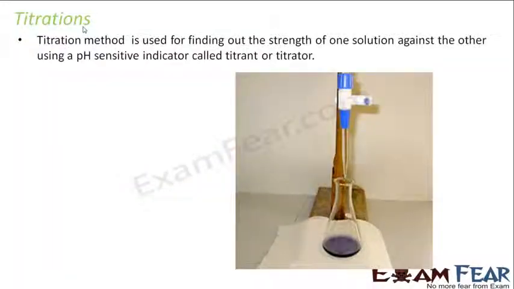Now let's understand a very critical topic called titration. We use this pretty often in the labs. Titration is nothing but a process of finding the strength of one solution against the strength of an already known solution, right? Or also using pH sensitive indicators. So they are called titrants or titrator, and you must have done something like this in labs.